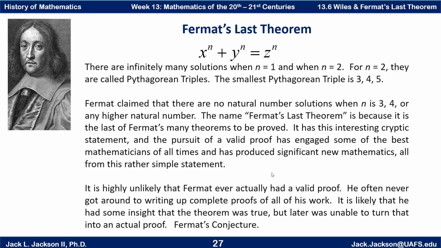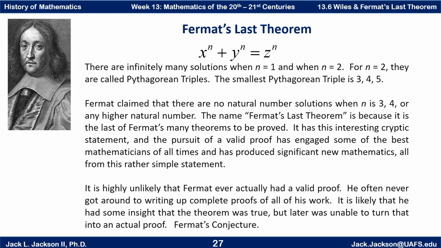Now, why did it get the name Fermat's last theorem? Well, it's not necessarily because it's the last one he came up with, but because it's the last of his many theorems to be proved. And it is interesting that because of this cryptic statement in the margin of this book, the pursuit of a valid proof has engaged some of the best mathematicians of all time, and it's produced significant new mathematics. And it all came from this rather simple statement.